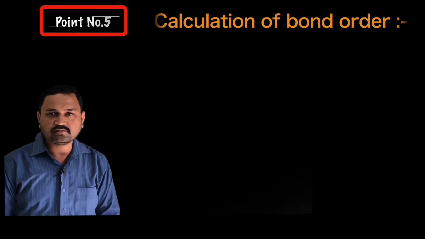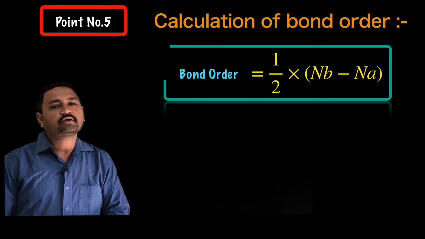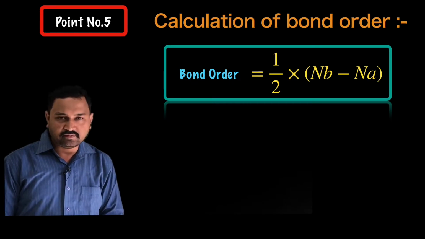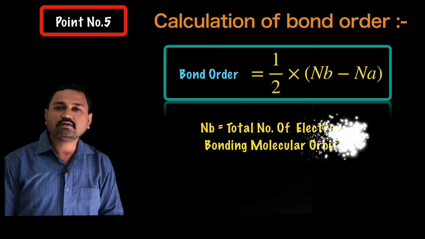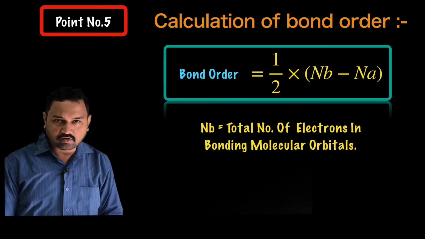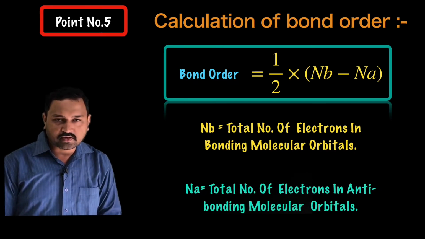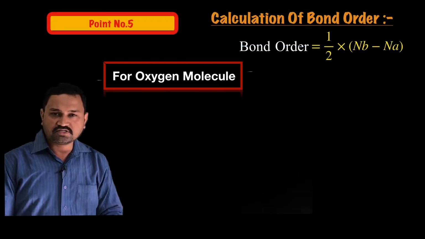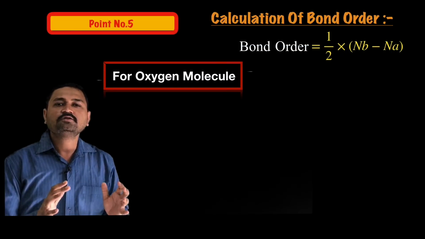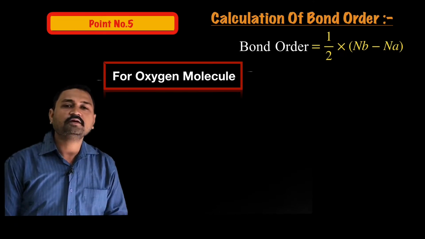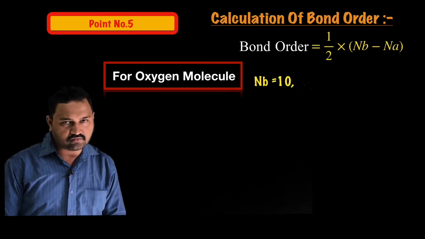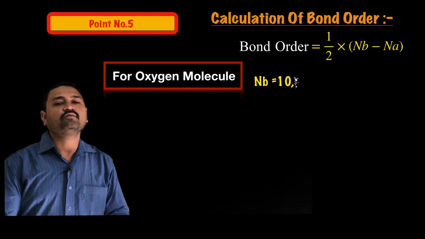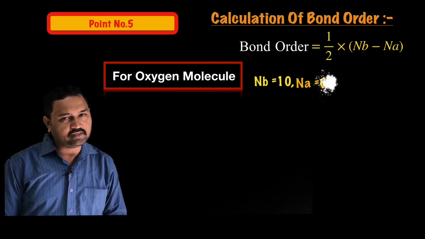Point number 5 is the bond order. The bond order can be calculated by using the formula: bond order equals 1 by 2 into Nb minus Na, where Nb is the total number of electrons in the bonding molecular orbitals, while Na is the total number of electrons in the anti-bonding molecular orbitals. For the oxygen molecule, the total electrons in the bonding molecular orbitals is 10, that is Nb equals 10, while the total number of electrons in the anti-bonding molecular orbitals is 6, that is Na equals 6.